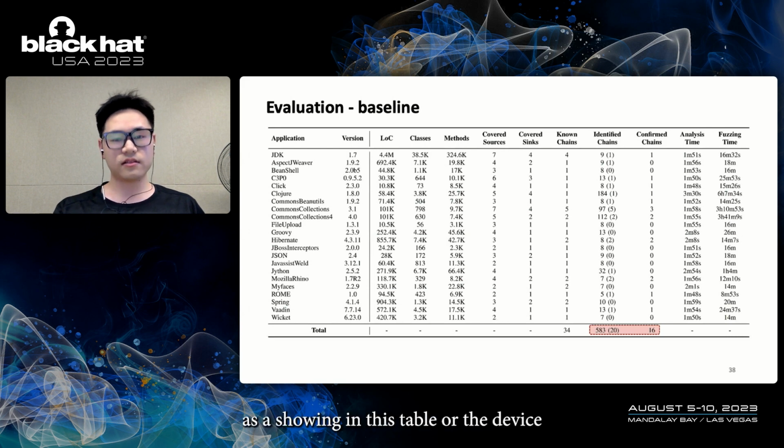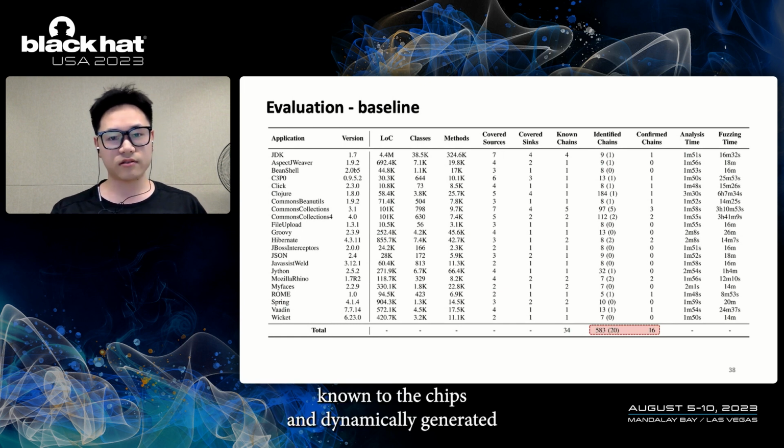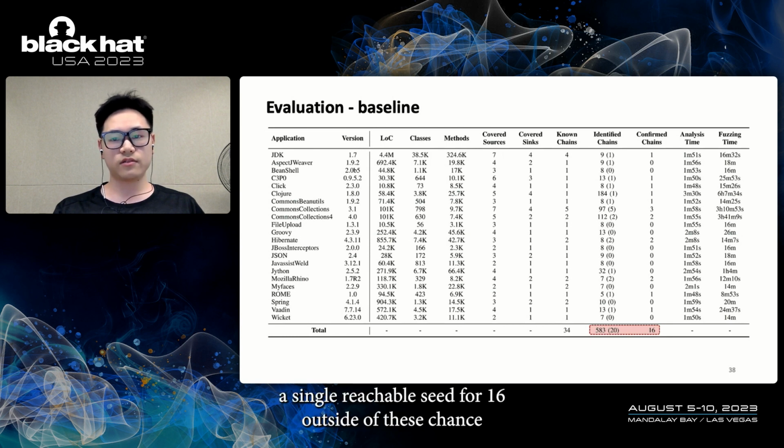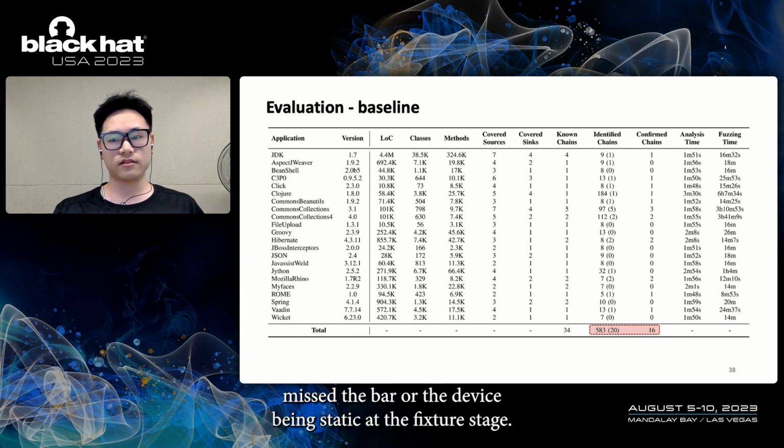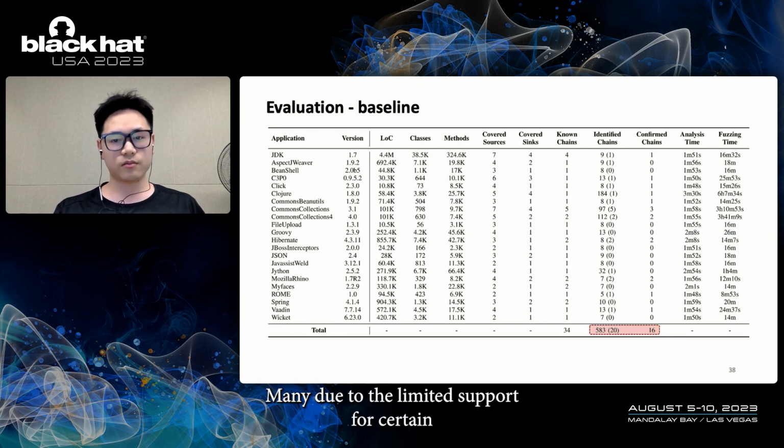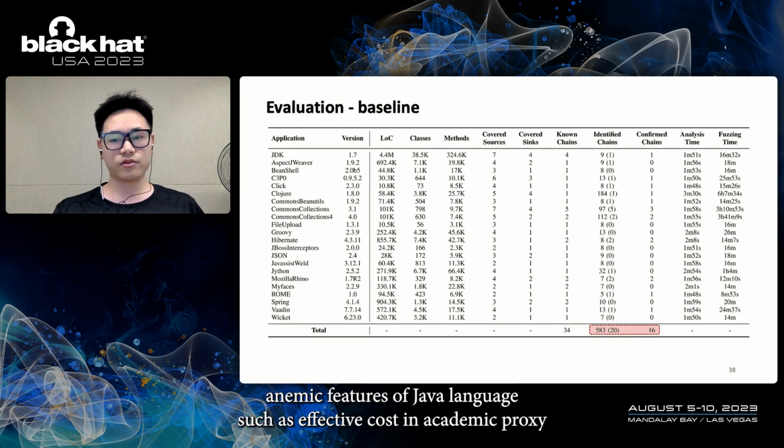As shown in this table, ODDFuzz identified a total of 20 out of 34 known gadget chains and dynamically generated a sink-reachable seed for 16 out of these chains without false positives. The remaining 14 gadget chains are missed by ODDFuzz in the static identification stage, mainly due to the limited support for certain dynamic features of the Java language, such as reflective calls and dynamic proxy.